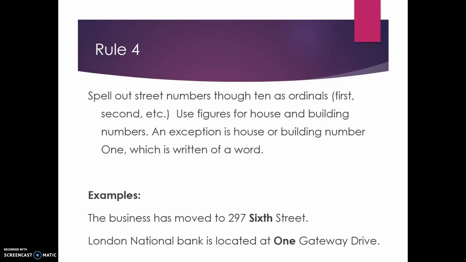Rule 4. Spell out street numbers through 10 as ordinals, such as first, second, third. Use figures for the house and building numbers. An exception is a house or building number 1, which is written as a word. Examples. The building has moved to 297 Sixth Street. And London National Bank is located at One Gateway Drive.